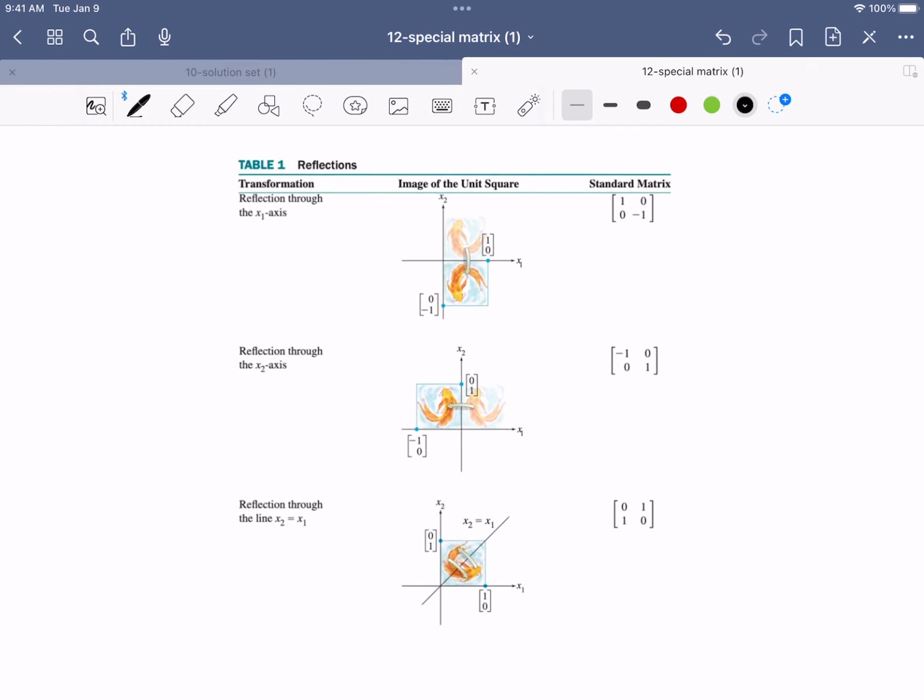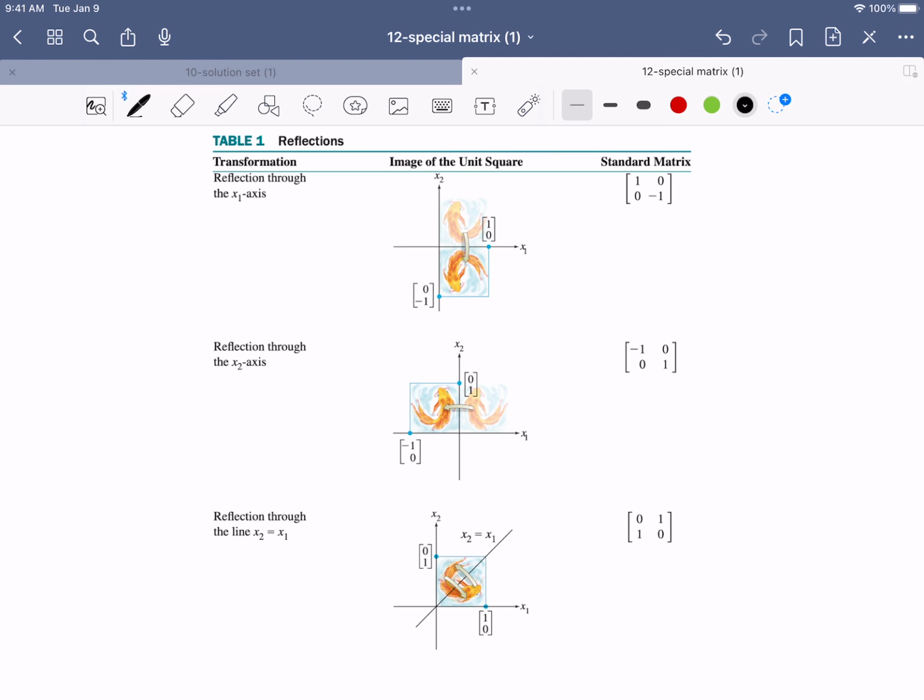All right, now we're going to look at some other special linear transformations in terms of special matrices. If you have a picture and you want to reflect through the horizontal axis, the x1 axis, then what you actually do is multiply by the 2 by 2 matrix given by 1, 0, 0, negative 1. And similarly, you can do reflection with respect to the vertical axis, and reflection with respect to x1 equals x2, this line.